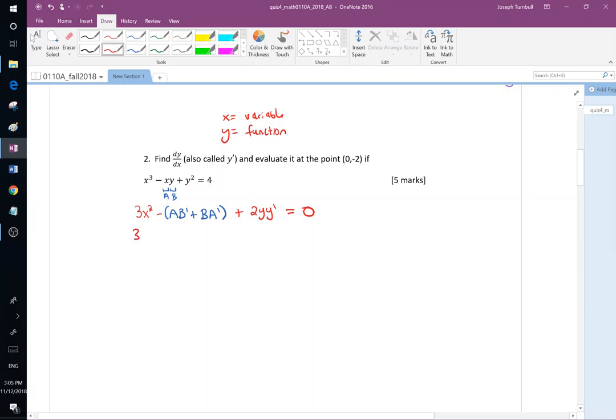Okay, now let's fill in that bracket. A is x. B prime, the derivative of y, is not 1. It's y prime. Y is a function. Just like the derivative of f is f prime, the derivative of y is y prime. Plus b times a prime. Y times the derivative of x. X is not a function, x is a variable. So when we take the derivative of 1 times x, we get 1.